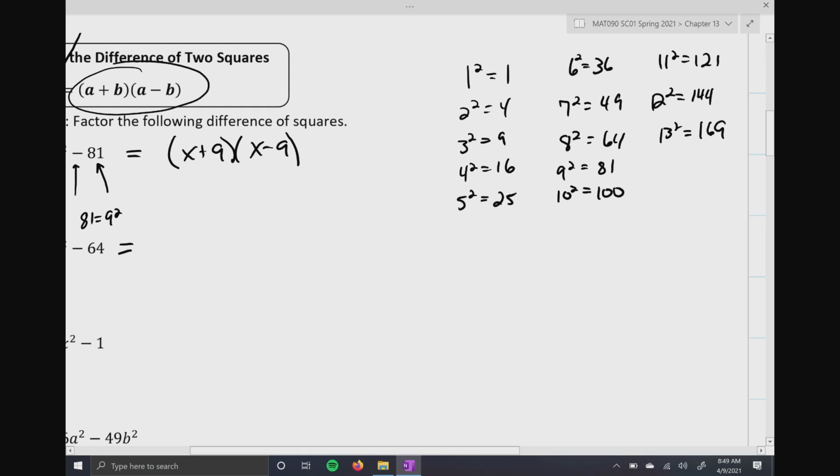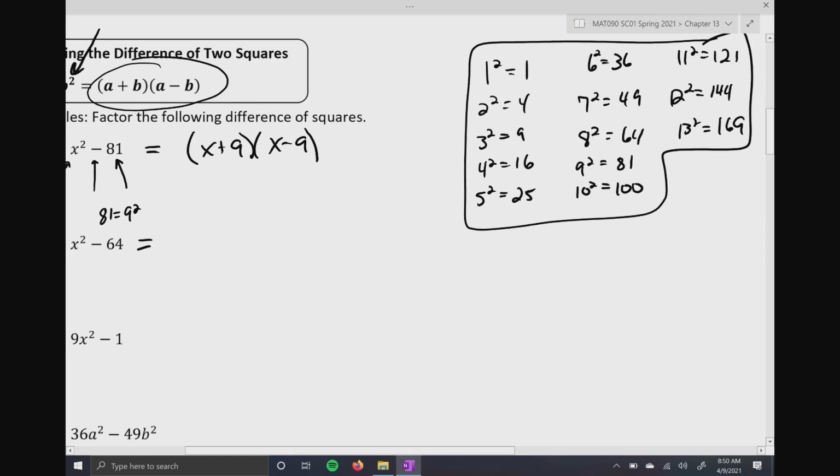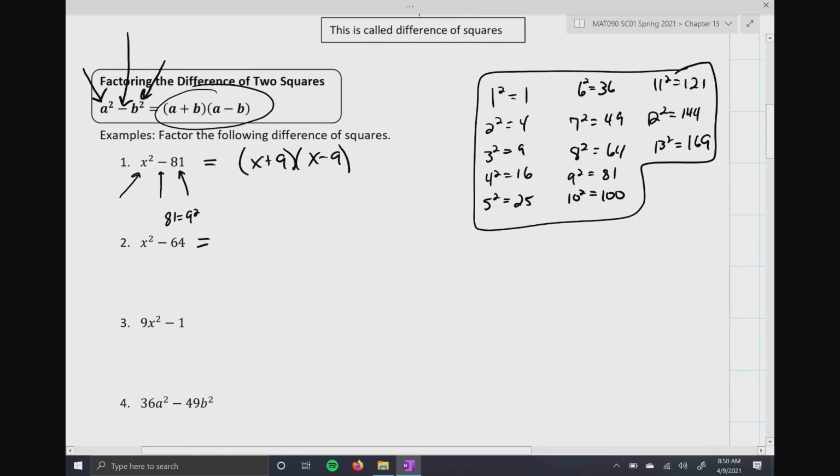You never ever hear me say memorize numbers. I always say understand the technique. These numbers right here that I wrote, this little box, definitely memorize them. You should know what they are, because it's going to make your life easier. So, x squared minus 64 is x plus 8, x minus 8.